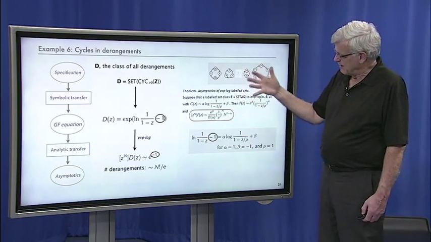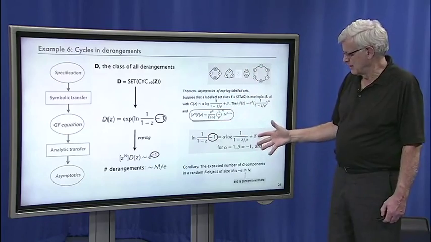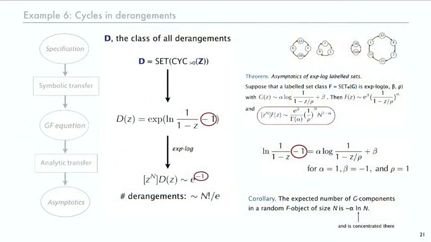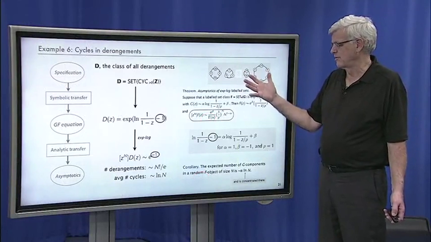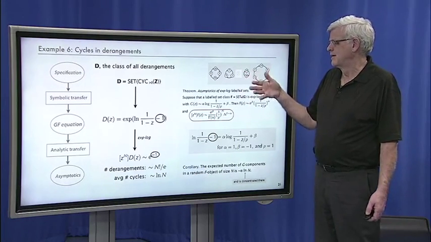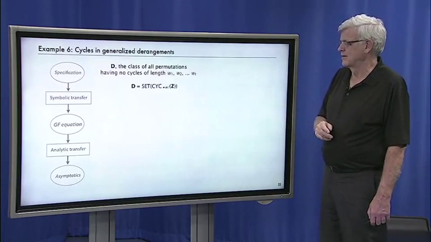And not only that, we have the corollary to the theorem, which tells us the average number of cycles in a random derangement. It's still log n. It doesn't involve beta. So the average number of cycles in a random derangement is proportional to the log n still. And this generalizes to include any restrictions on the cycle lengths.